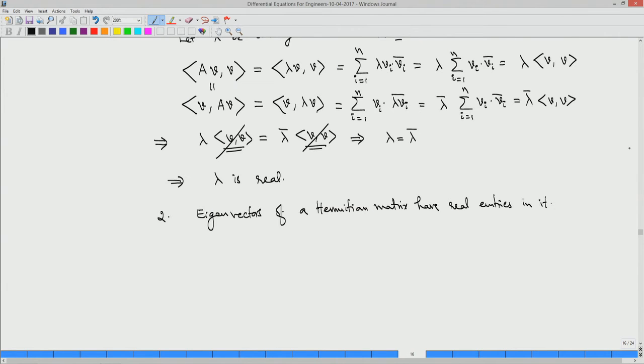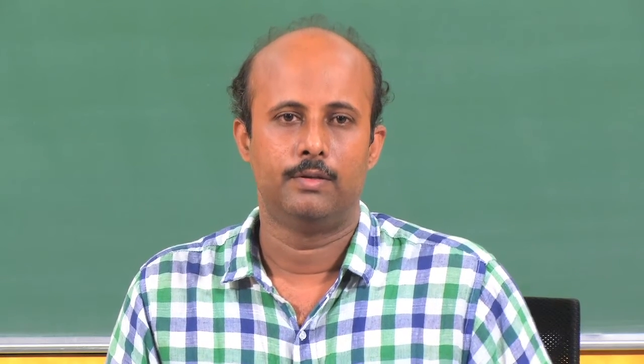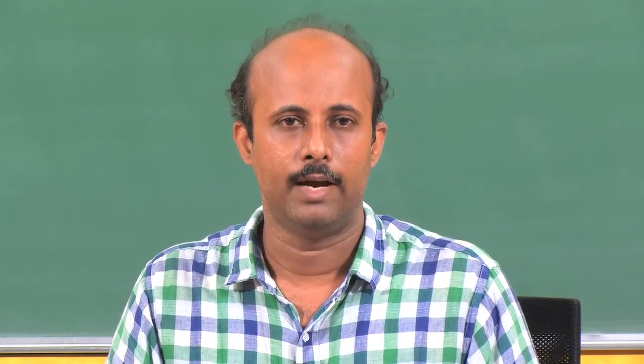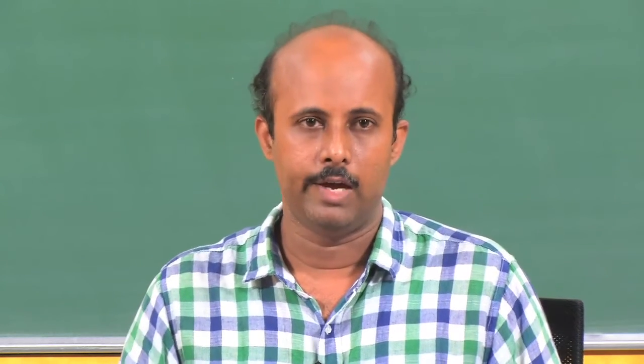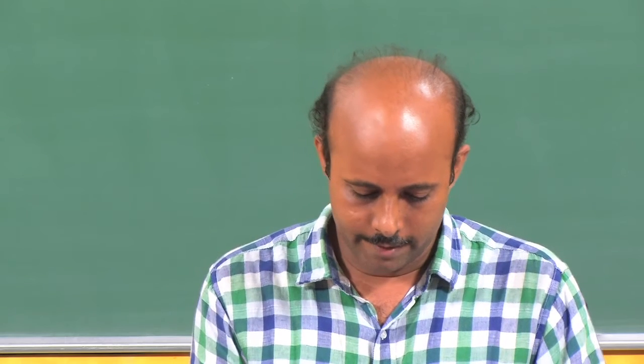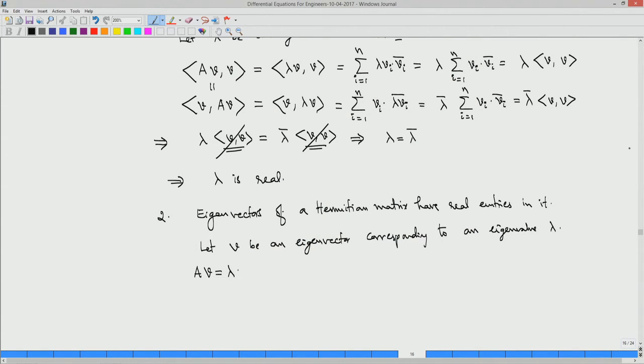Suppose lambda is an eigenvalue; correspondingly you have an eigenvector, let us say V. So let V be an eigenvector corresponding to an eigenvalue lambda. There is always a correspondence. If you say some value is an eigenvalue, that means there is a non-zero solution vector, called the eigenvector, satisfying AV equal to lambda V.